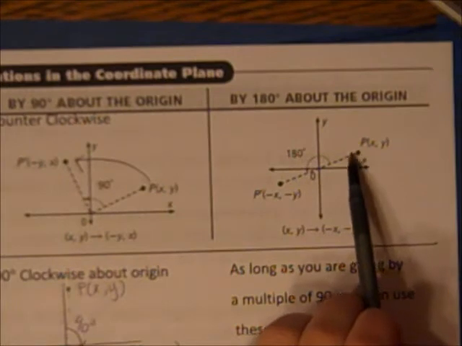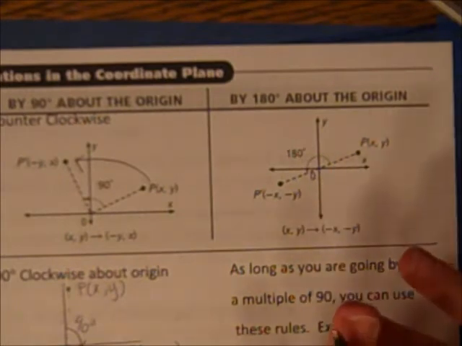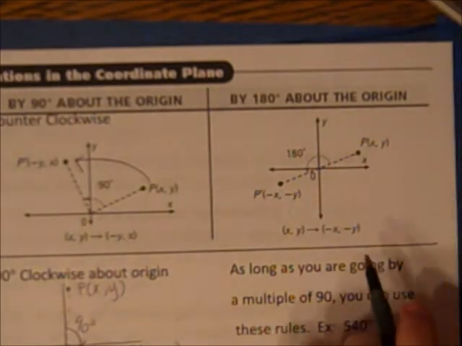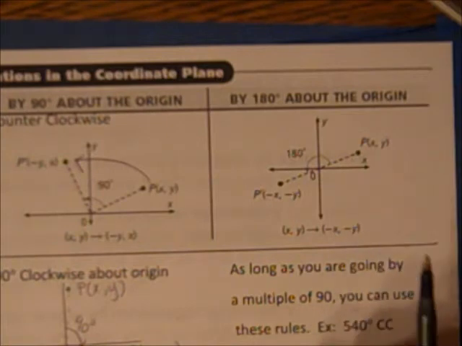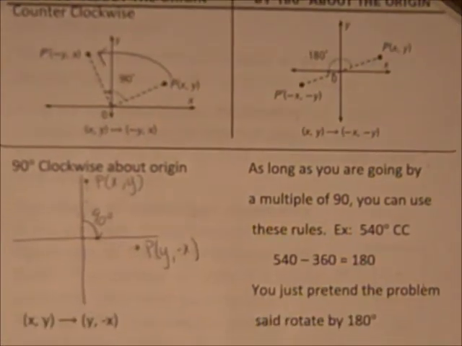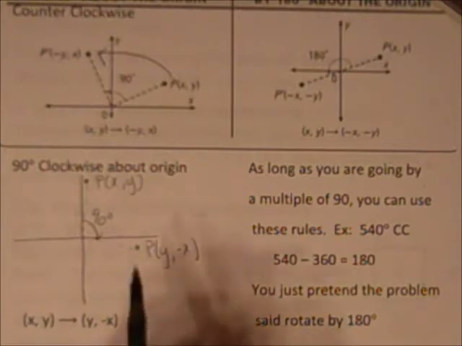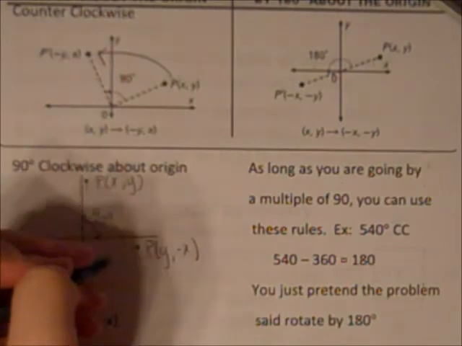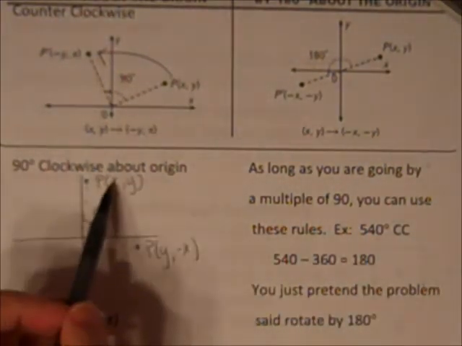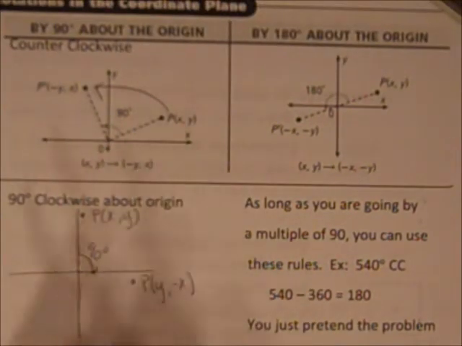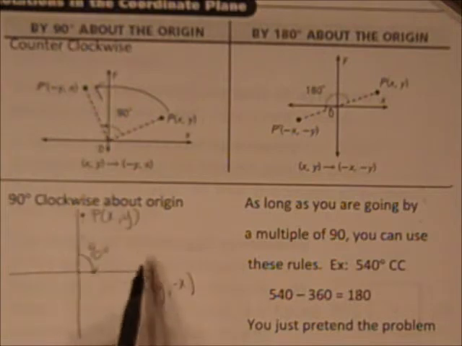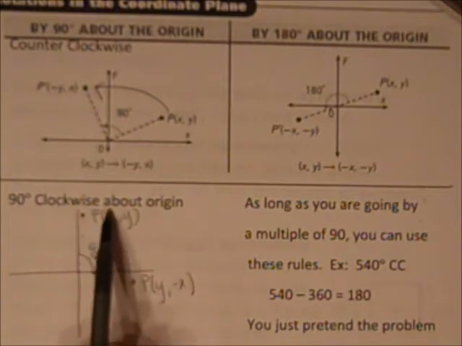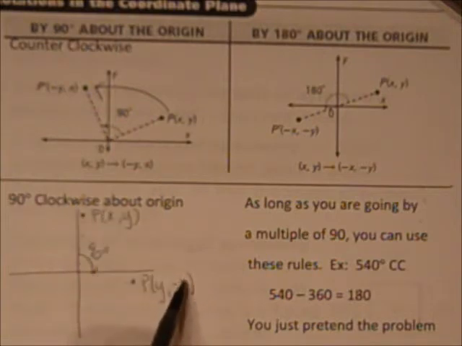Going 180, nobody changes places, everybody just gets a negative sign. So negative x, negative y. Going clockwise 90 degrees is very similar to going counterclockwise. Everybody still switches places, so x becomes y and y becomes x, but this time, instead of the y becoming negative, it's the x that becomes negative.